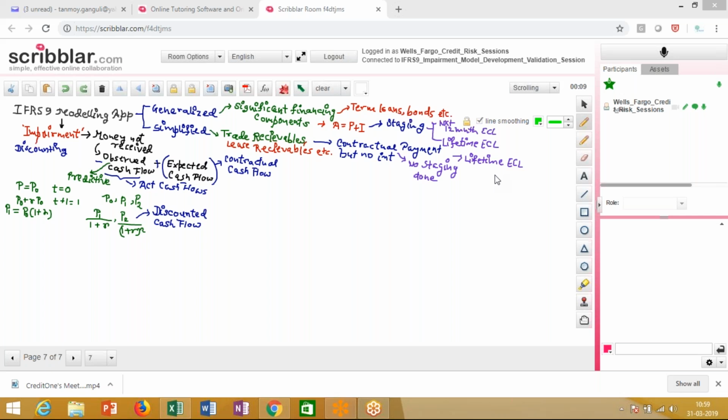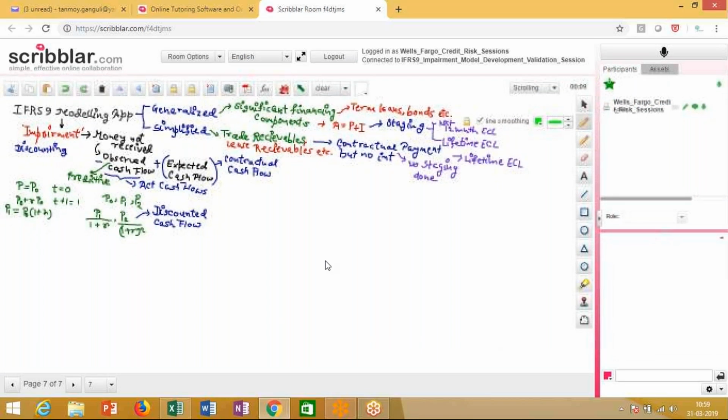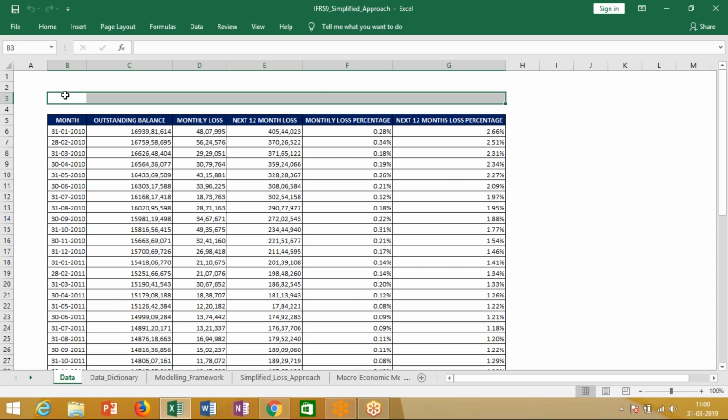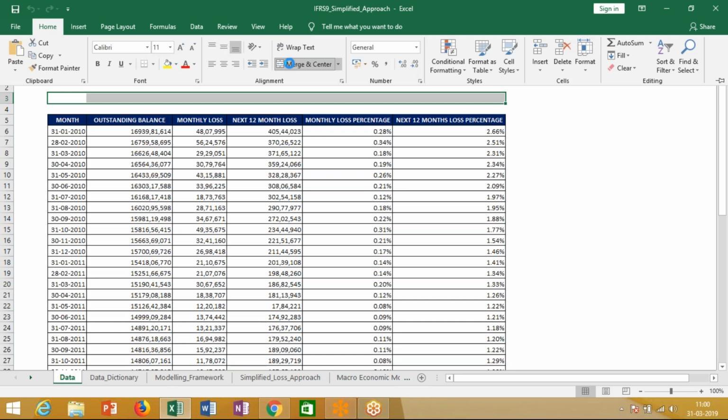Okay, fine. So the first question that comes to us is: how would data for a simplified approach look like? So let's start off by looking at this. This data set that I have over here pertains to the automobile industry, or automobile loss forecasting data, right?